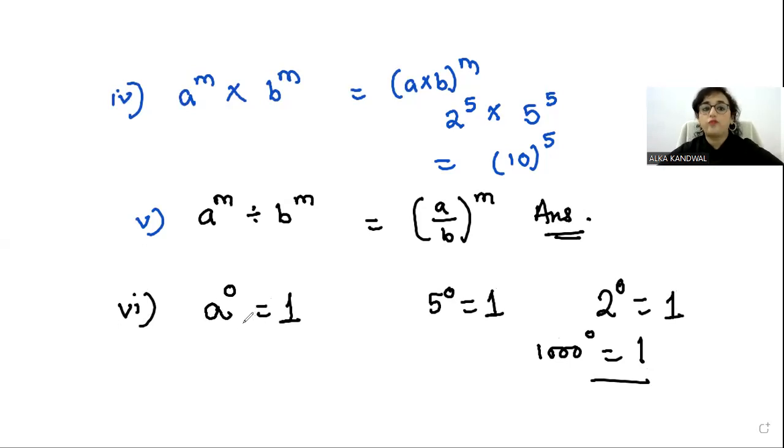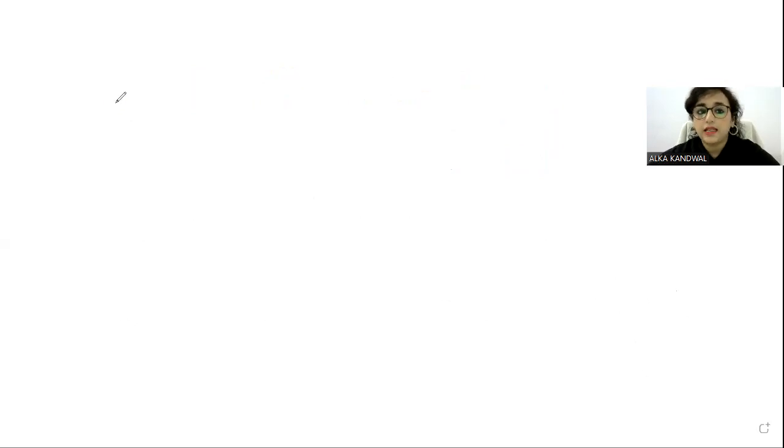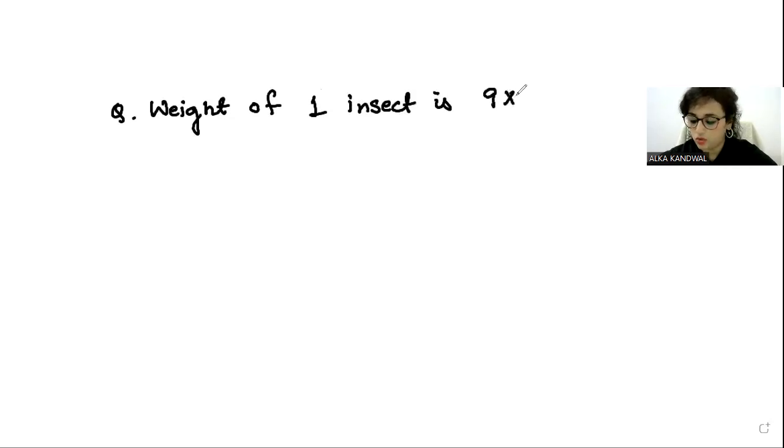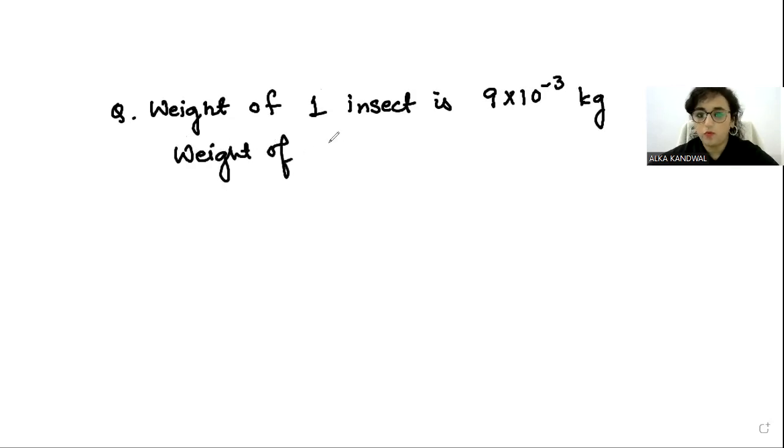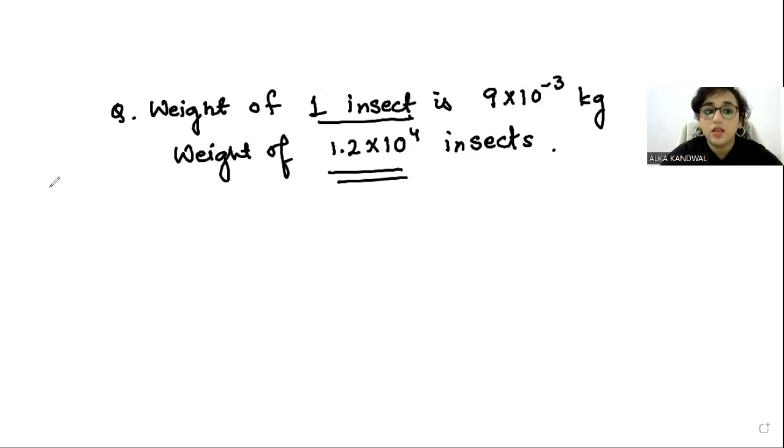So these laws you have to remember. Now for example, based on these laws only, they will ask you a question like this. For example, let us take that there is an insect, and the weight of one insect is 9 into 10 to the power of minus 3 kg. Okay, the question is: what will be the weight of 1.2 into 10 to the power of 4 insects? So we have to multiply, yes, because the weight of one insect is this, so we need to find the weight of these many insects.